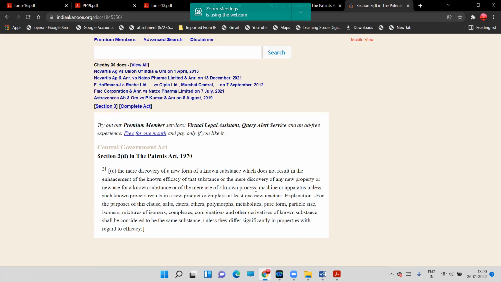Whether it is a machine or an apparatus, unless such known process results in a new product or employs at least a new reactant. So highlight this: a new product or employs at least a new reactant. The keyword new reactant is very important.